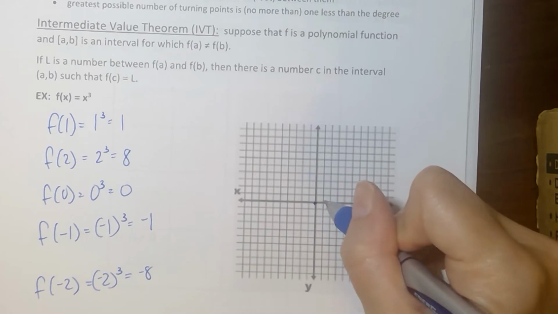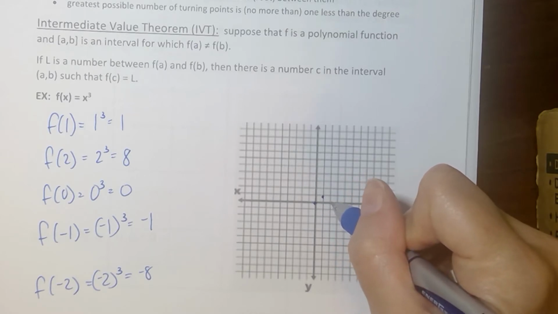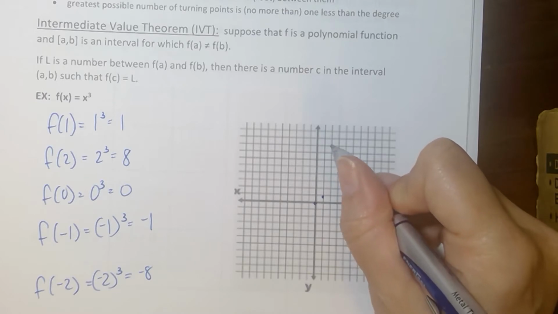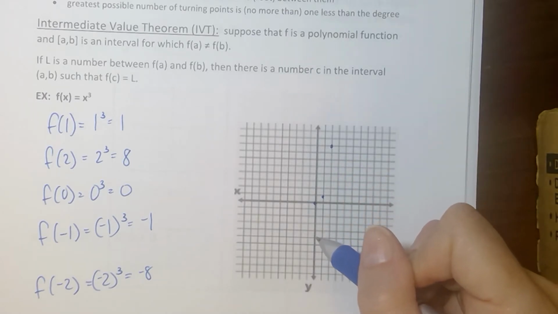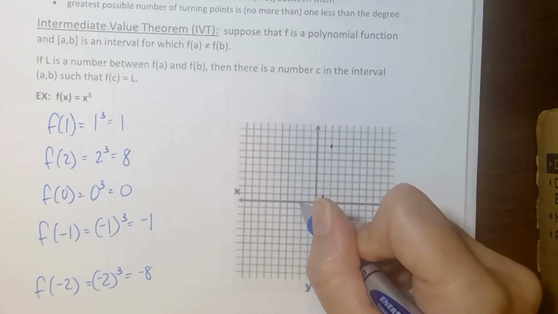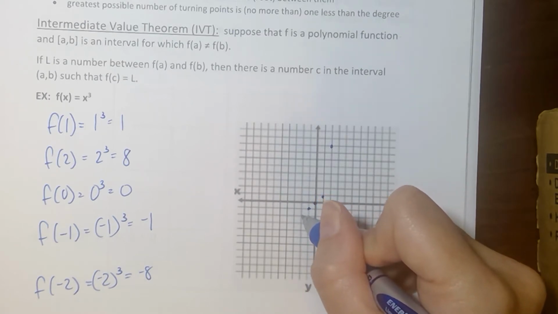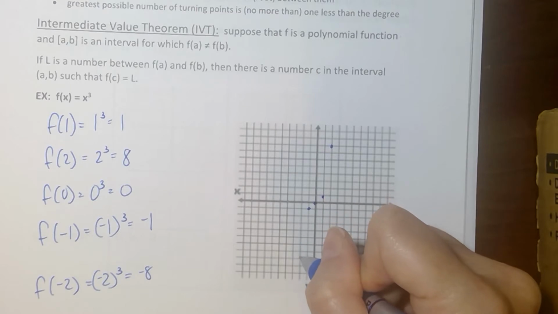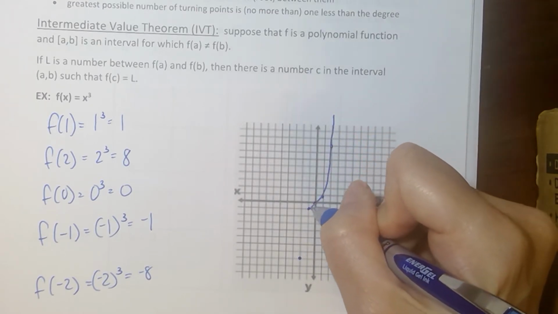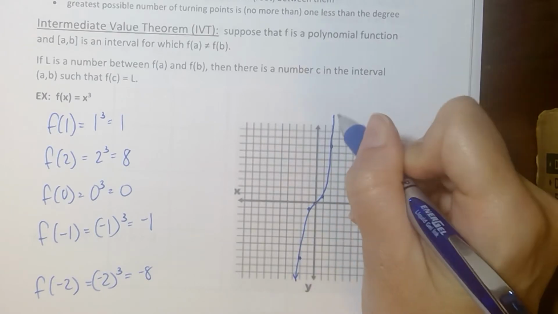So I've got 0, 0, I've got 1, 1, I've got 2, 8. So 1, 2, 3, 4, 5, 6, 7, 8, right there. And then when I go the other way, I have -1, -1, and -2, -8. And that's what my parent cubic function looks like, right?